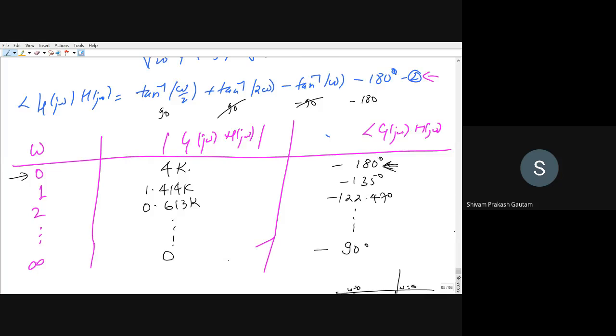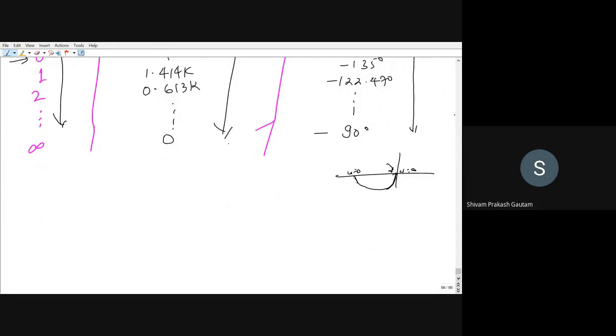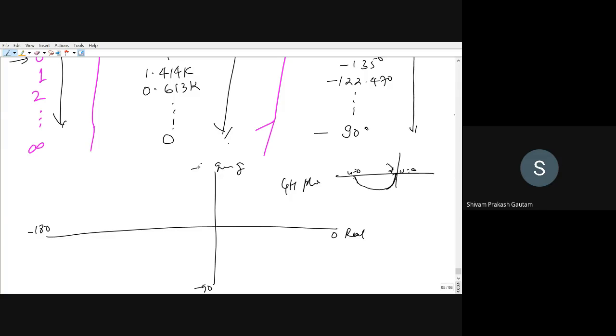You can see that when you increase the value of omega, the magnitude keeps decreasing. That means it is coming closer and closer to the origin, because at the origin your magnitude is 0, and also your phase is decreasing from minus 180 degree to minus 90 degree. So if I want to draw the polar plot, this is my real axis, this is imaginary, this is my GH plane. This is 0 degree, this is minus 90, minus 180 degree, minus 270 degree.